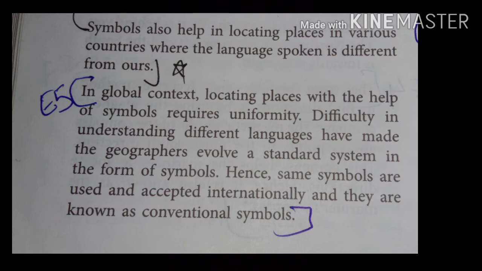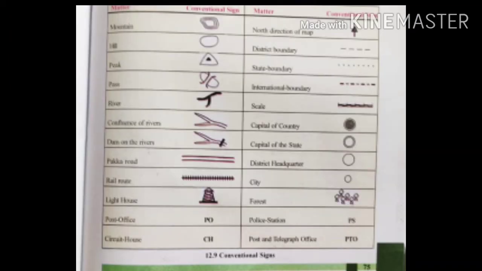So these are the symbols that we were talking about. Languages are different, so if a person comes from another place and there is a language barrier, they cannot ask everything. So if they have these symbols, they can refer to the map and follow it. So in such a way it is very much useful.